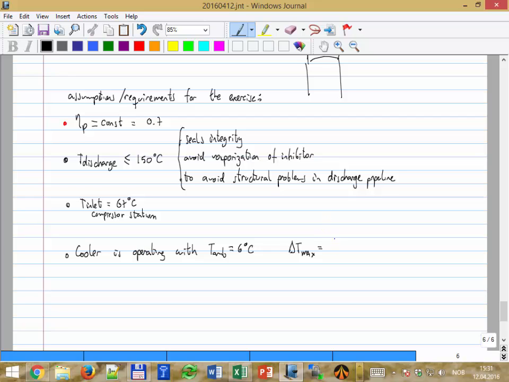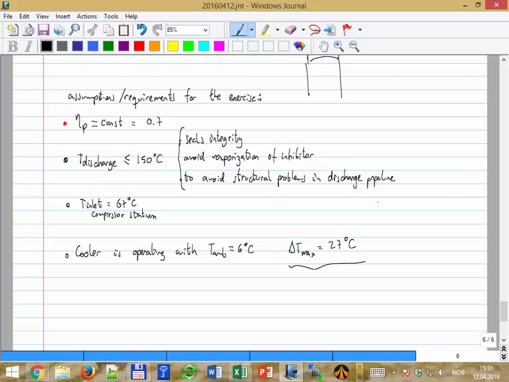I forgot the actual number, but I think it's close to 20 something. Okay, let's say that it's 27 degrees Celsius. It doesn't matter what the flow is. That's the maximum delta T that I can have in the cooler.